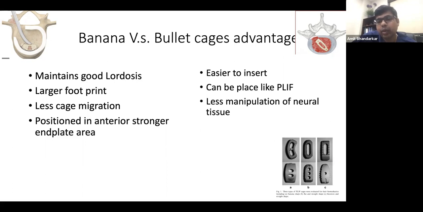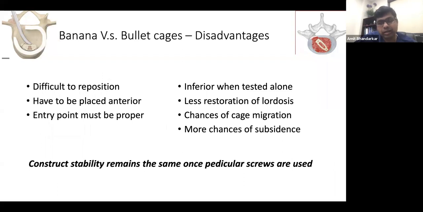But they require less manipulation of neural tissue during insertion. They can be placed like a PLIF. The most important advantage I see with the bullet cages is that they're so easy to insert, and with banana cages, I think sometimes it's difficult to insert them in the right area. As for the disadvantages of banana cages, they're difficult to reposition. They have to be placed very anterior to create proper characteristics. Their entry point should be proper so they can be rotated to lie in the transverse plane properly.